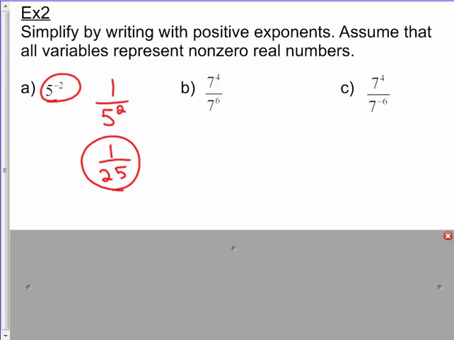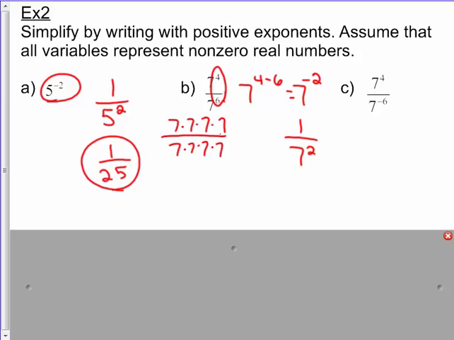In B, there's kind of two ways to think about B. One way, when I do the subtraction, 4 minus 6 is negative 2. Well, what's 7 to the negative 2? If it's on top, it moves to the bottom, so it becomes 1 over 7 squared. I could have also thought of it as, oh, there's 4 on the top, 6 on the bottom. Where are there more? There's more on the bottom. How many more on the bottom? 2. When I cross them out, I get 1 over 7 squared. Either way, doesn't matter.